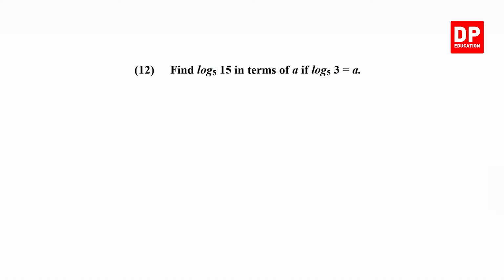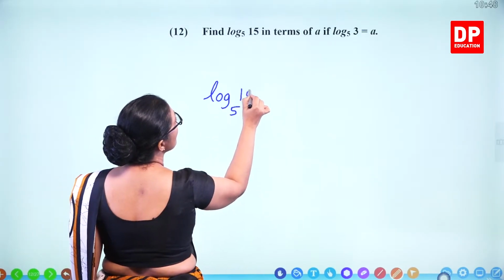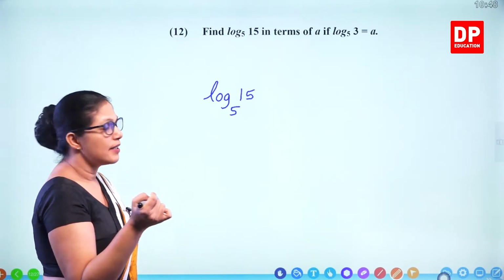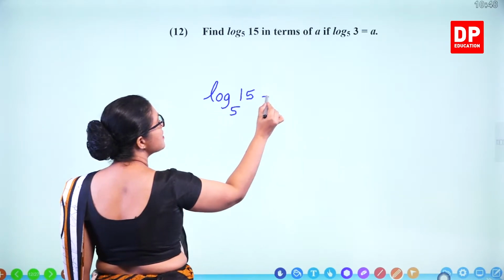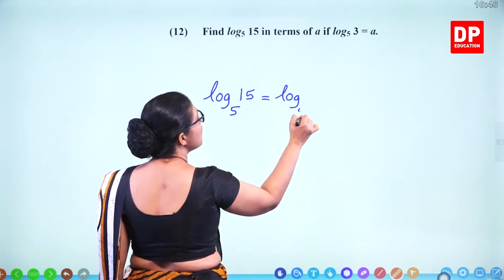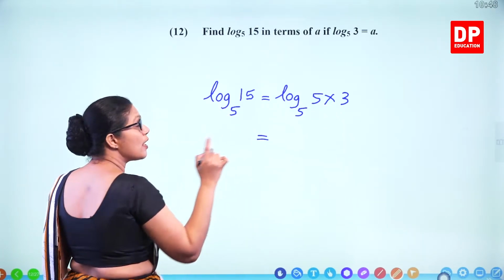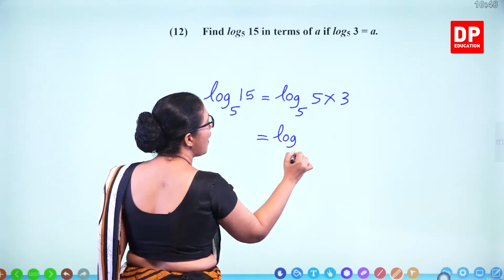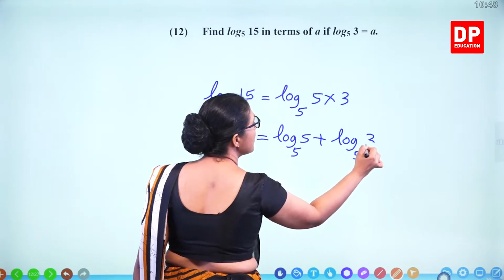Question number 12. Find log 15 base 5 in terms of a, if a is log 5 base 3. So we have to write in terms of that. We'll split this. We can write 15 as 5 into 3. Multiplication becomes addition of logarithms. Log 5 base 5 plus log 3 base 5.